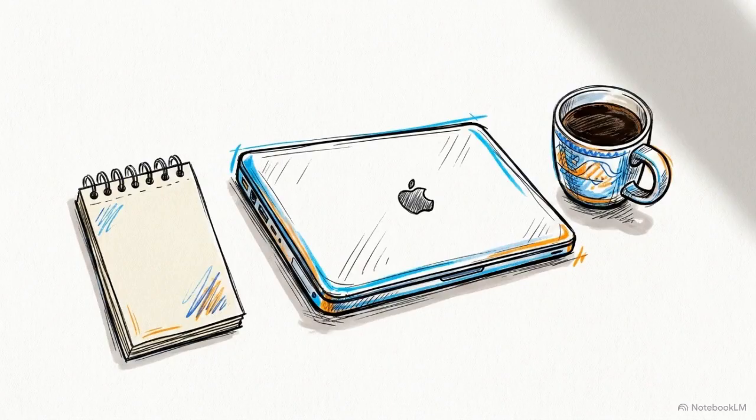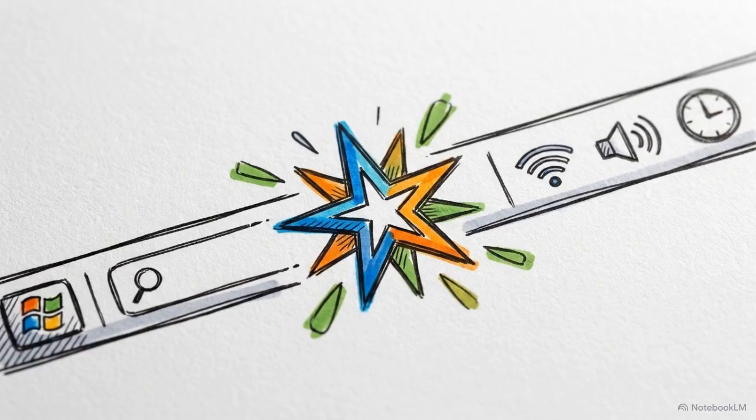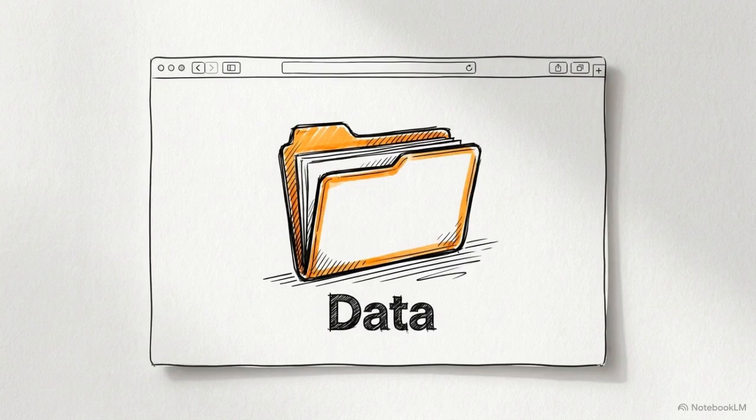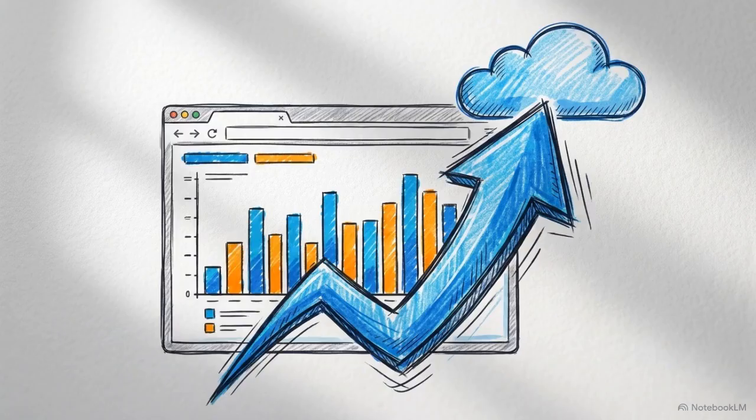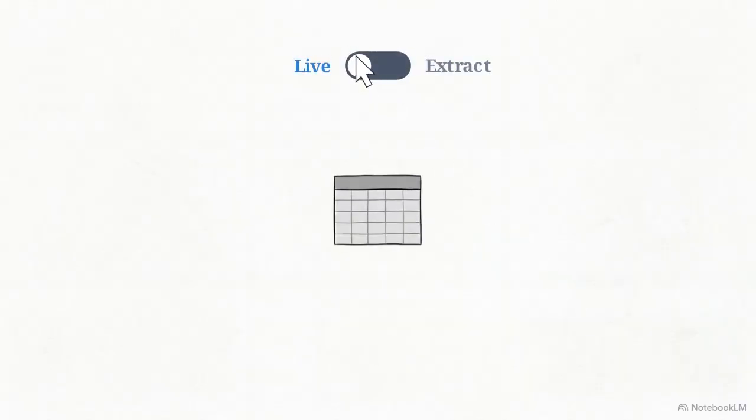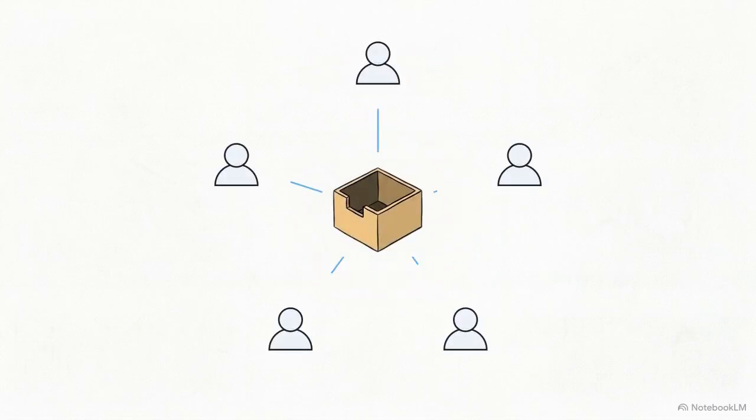Before we begin, let's check our setup. You will need 3 things: an active Tableau public account, the Tableau Desktop Public Edition software, and a local sample dataset, like an Excel or CSV file. The free tier of Tableau Public requires you to publish your work to their cloud servers to save it. Mastering the specific sequence of extracting your data before saving is the only reliable way to protect your analysis and make it accessible to everyone.